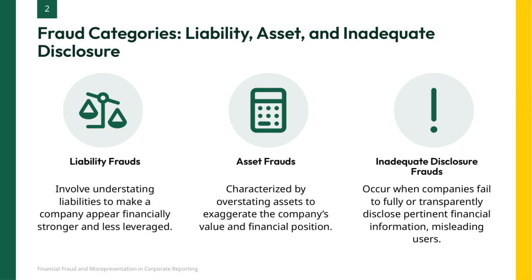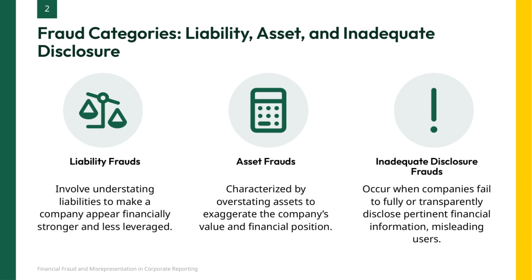When we talk about fraud in financial reporting, there are three main categories to understand: liability frauds, asset frauds, and inadequate disclosure frauds. Liability frauds happen when a company understates its liabilities, making it look financially stronger and less leveraged than it actually is. This can mislead investors about the company's risk.